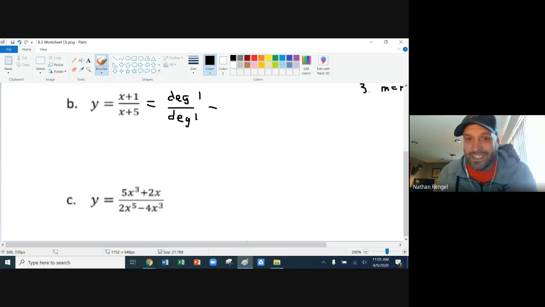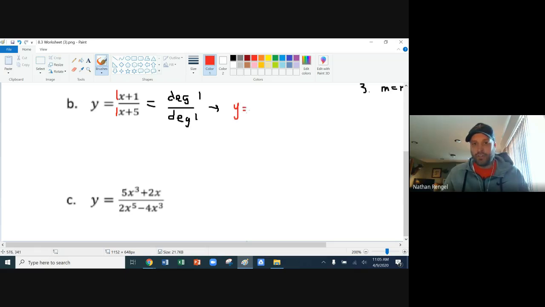Here, your degree is the same, so that means I'm going to take those leading coefficients. So I'm taking the highest degree, looking, okay, there's a 1 there. Highest degree, putting a 1 there. So that means my asymptote is going to be at y equals 1 over 1, or just y equals 1. So if you graph that one out, you'll see a horizontal asymptote at y equals 1. You'll also see a vertical asymptote at -5. So going back to what we talked about, x plus 5, point of discontinuity, -5. And there's your vertical asymptote.